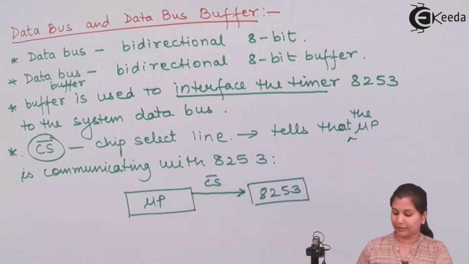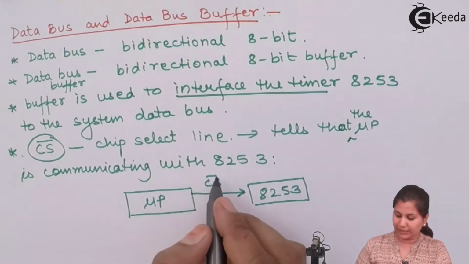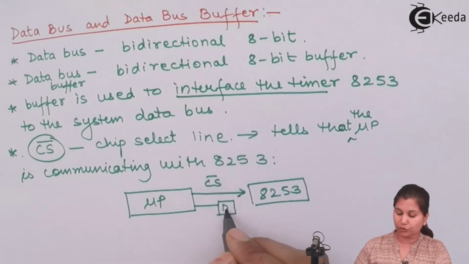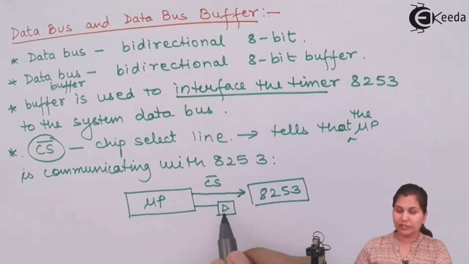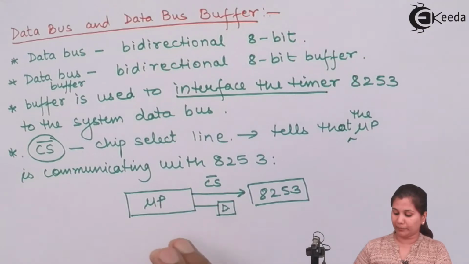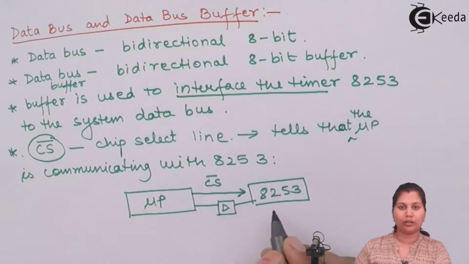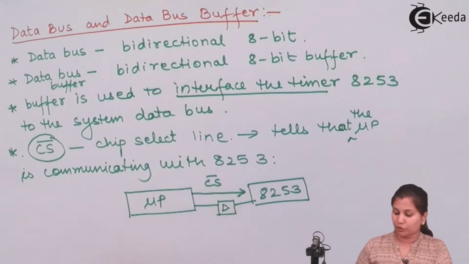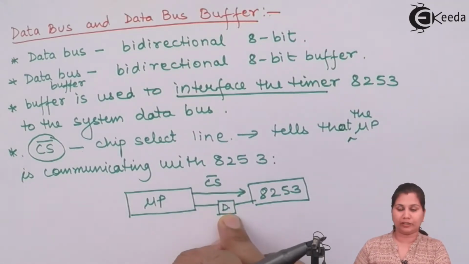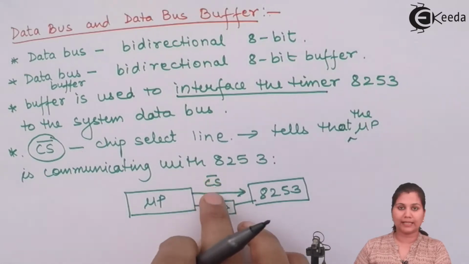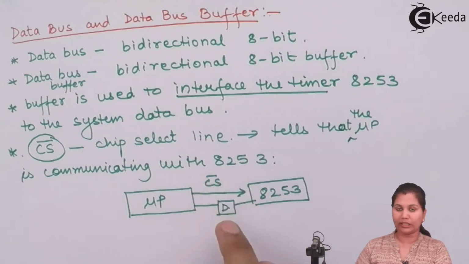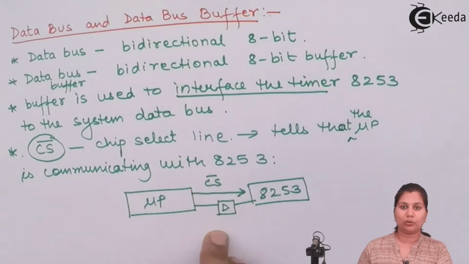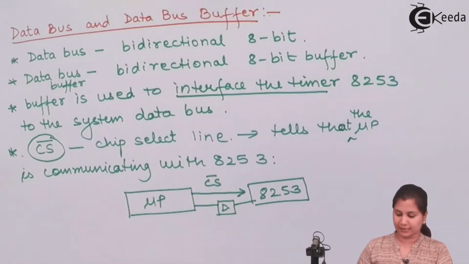It is going to activate, and this chip select signal is also there in the data bus buffer. So the data bus buffer is going to transfer the data between the microprocessor and the 8253 if this chip select line is enabled. So the operation of this data bus buffer is controlled by the chip select line. If it is low, then only this buffer will act. If it is high, then this buffer will go into the high impedance state.